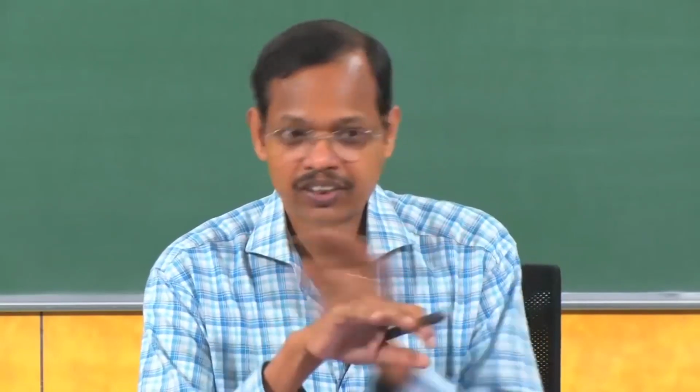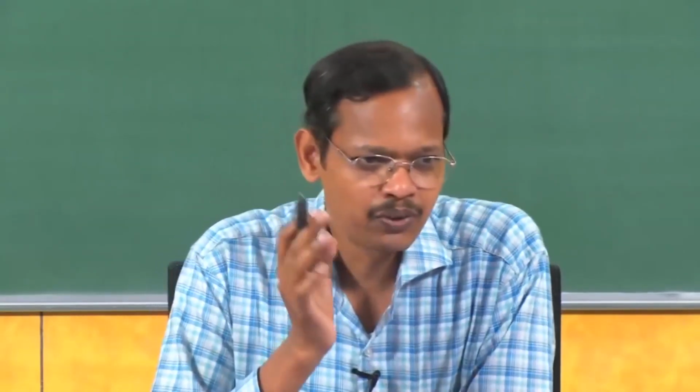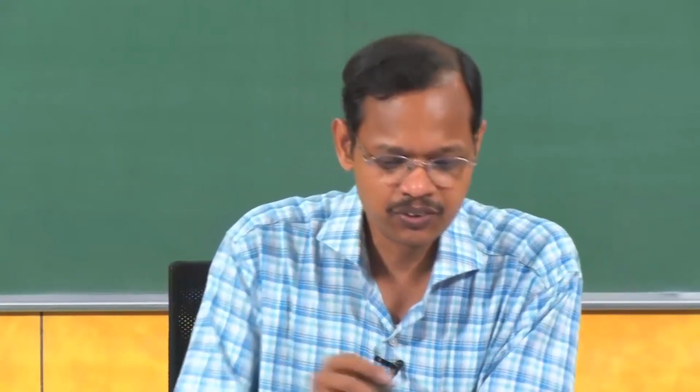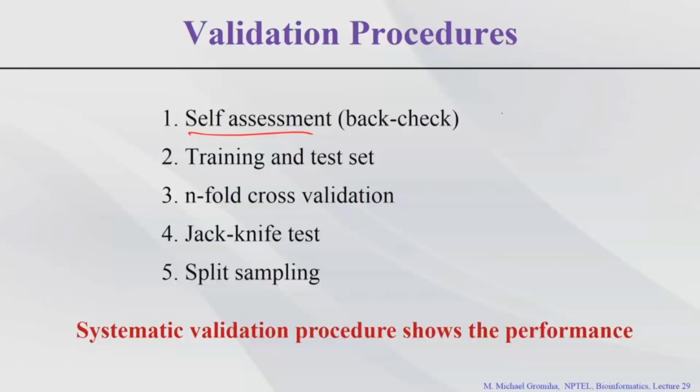Usually if you train with the same data set and get good results, people will be happy: my accuracy is 97% or 98%, so my method is fine. This is what we do, the self assessment. For example, 100 data. In the training you take 100 to derive the parameters, and for the test you take the same 100.